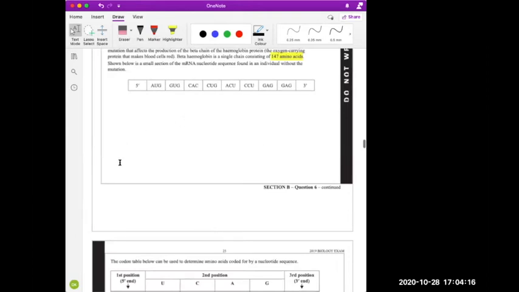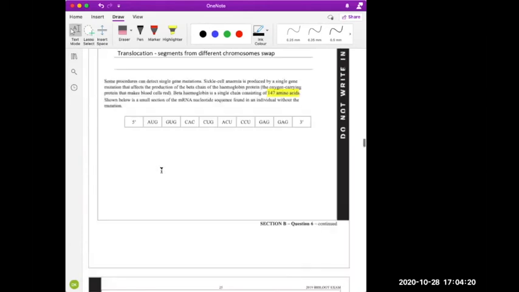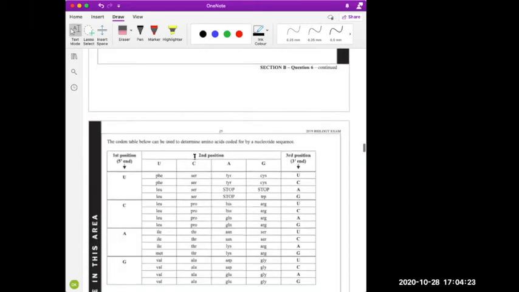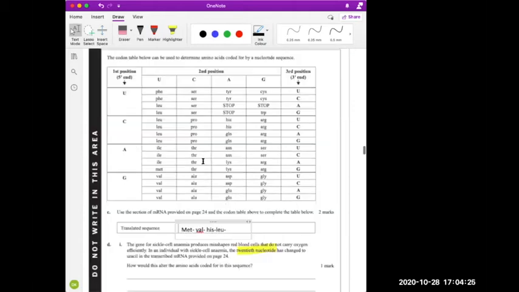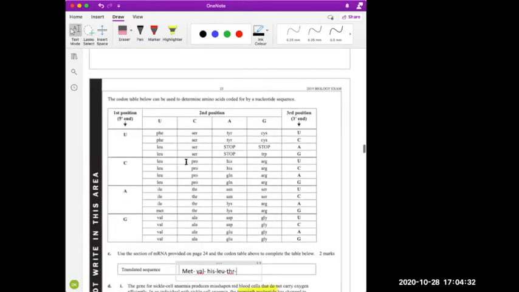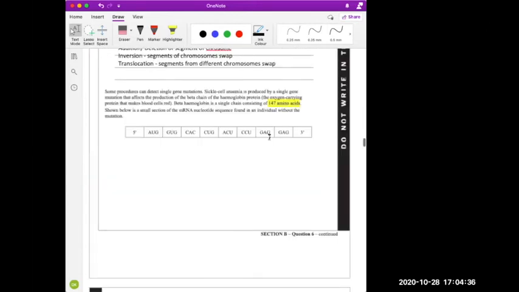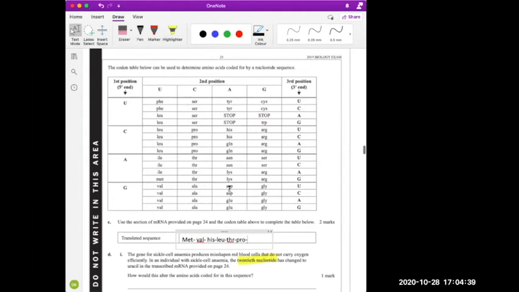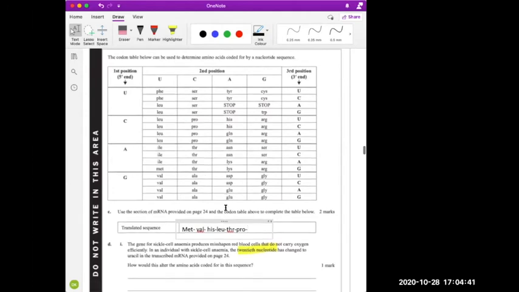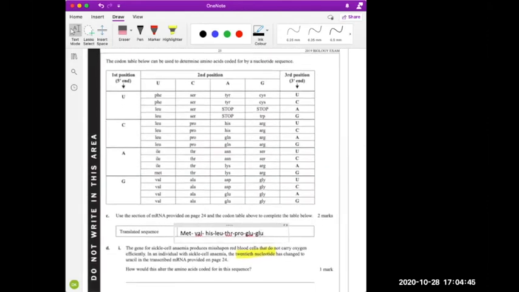CUG, that should be leucine. ACU, threonine. CCU, proline. GAG, glutamic acid, and GAG again is glutamic acid again. So that should be right.